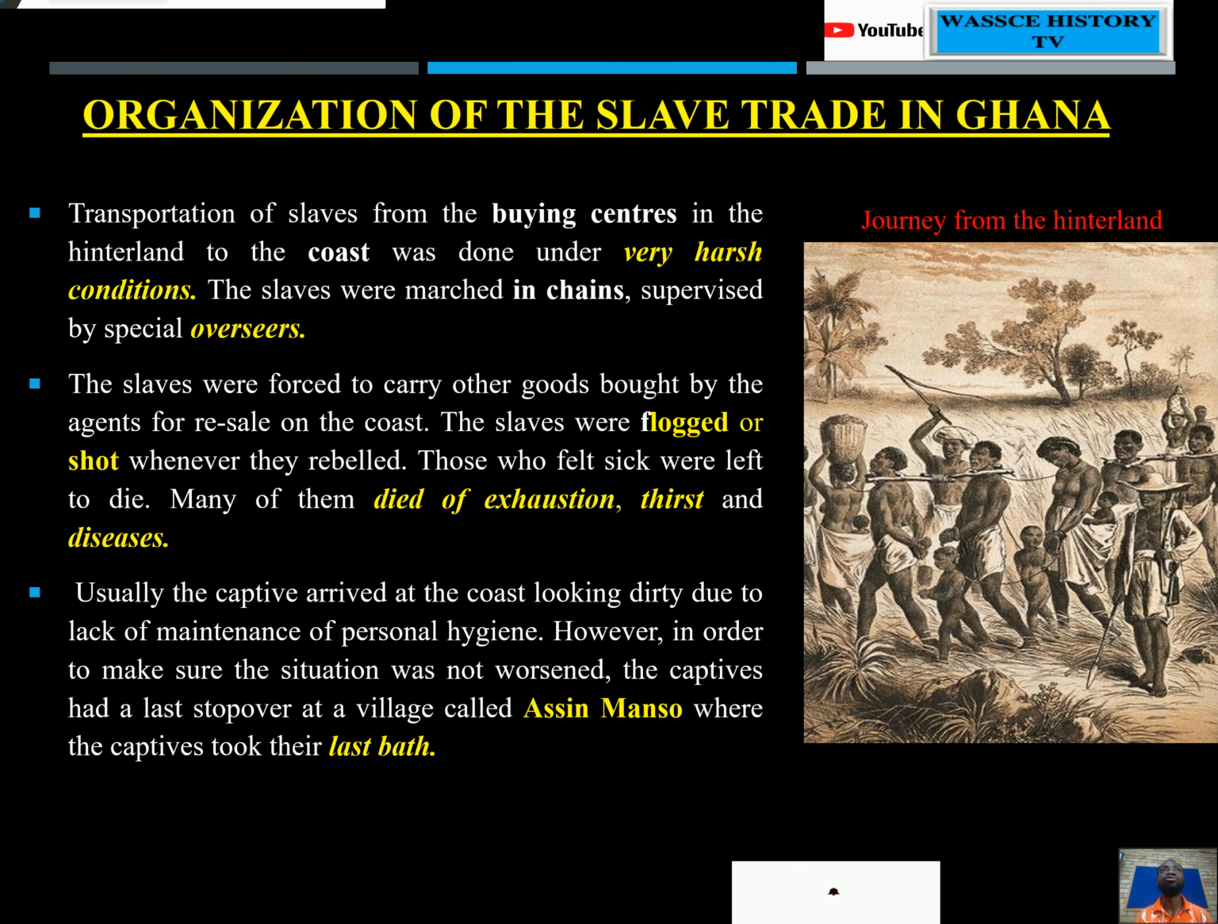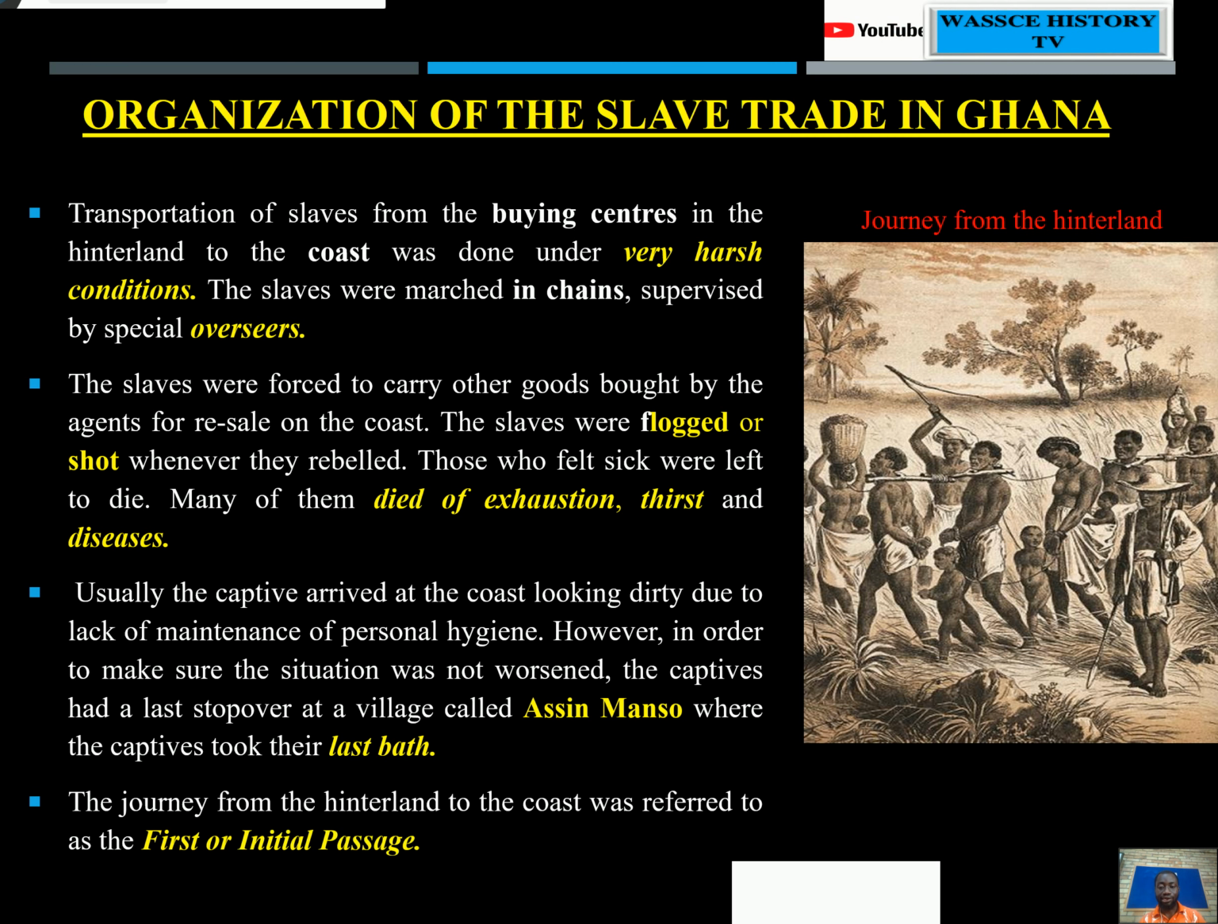They take their last bath to look good and freshen up, and at times at Asinman their hair was shaved. They were meant to look attractive, because they were getting very close to their destination, the castle. This journey from the hinterland to the coast is referred to as the first or initial passage, and you can be asked in any examination: the journey from the hinterland to the coast is referred to as what? The first journey or passage.